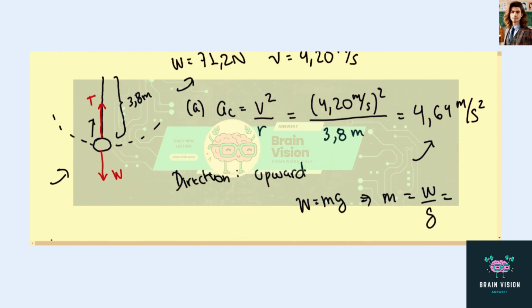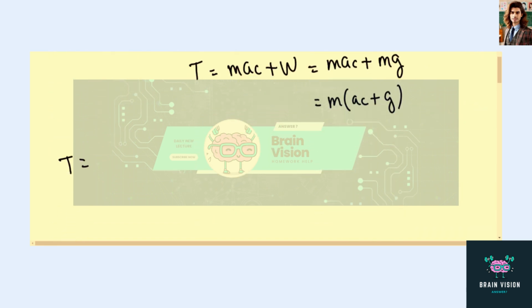We need to divide 71.2 by 9.8, which is the value of the acceleration due to gravity, and we obtain that the mass is 7.27 kilograms. So that's the value that we need to put in here.